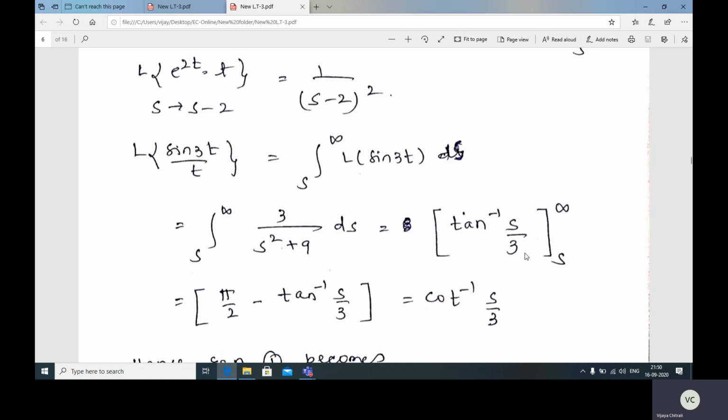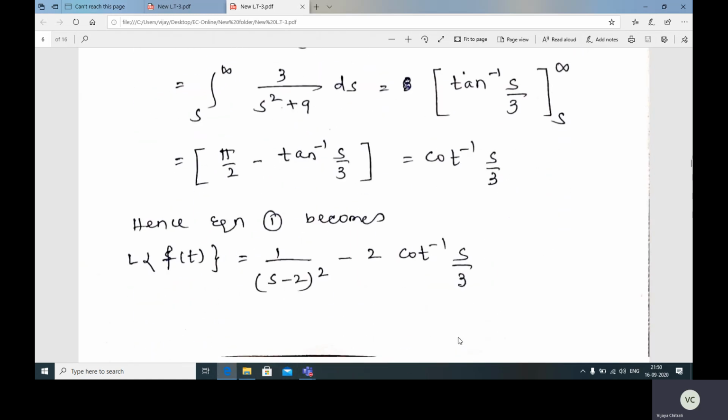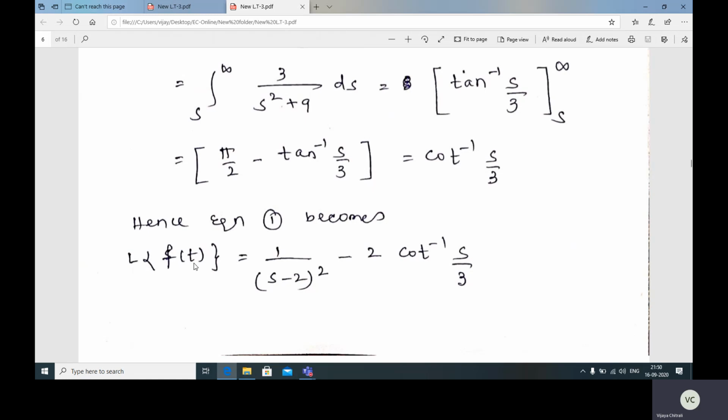This is a standard result, and the integration varies from s to infinity. So in place of s, substitute infinity: tan inverse infinity is pi by 2, minus, in place of s you substitute s only, tan inverse of s by 3. Pi by 2 minus tan inverse of s by 3 is cot inverse of s by 3. So substitute these two results in equation 1. The Laplace transform of f of t is equal to 1 upon (s − 2)² minus 2 into cot inverse of s by 3.